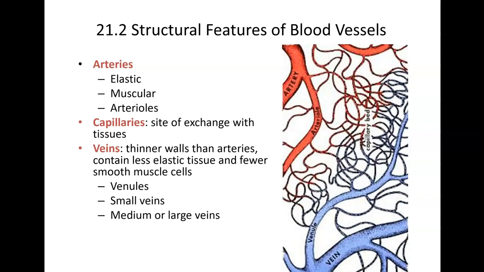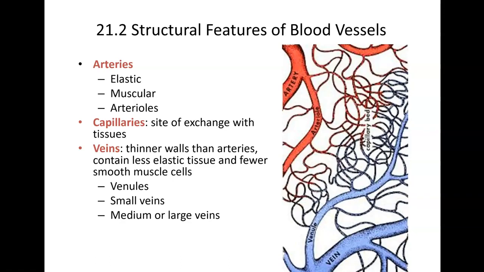Next, we're going to get into some structural features of blood vessels. Our arteries are not just arteries. We can break them down into three subcategories. We have elastic arteries, which are usually the larger arteries like the aorta. We have muscular arteries, which are a bit smaller. And then arterioles are little arteries.